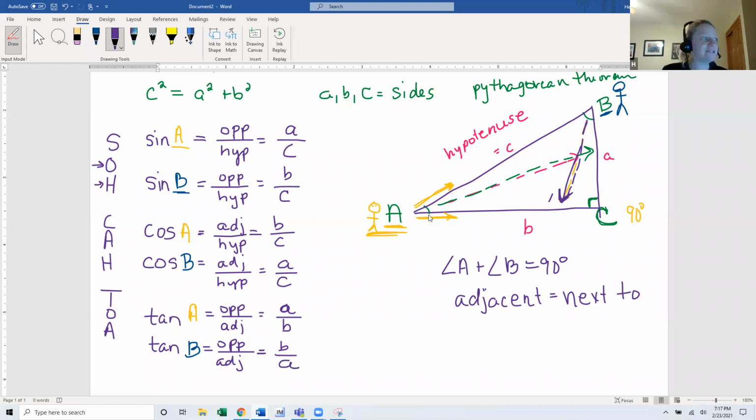All right, so that's all our trig functions. That's our trig toolbox. Almost. We got one more thing.